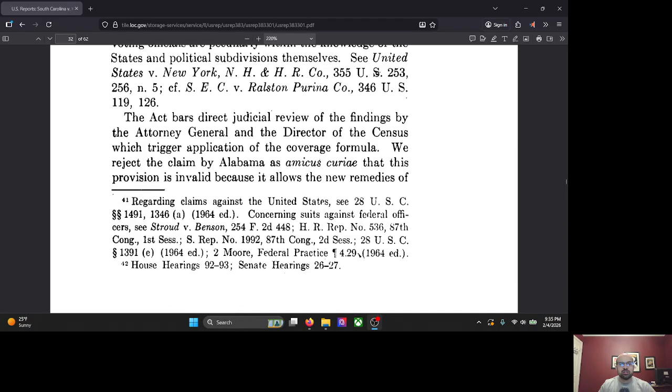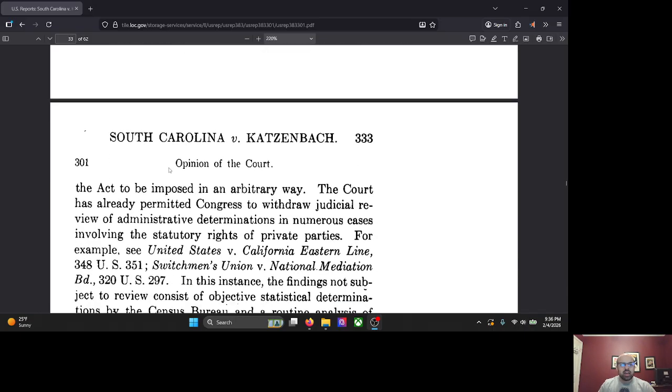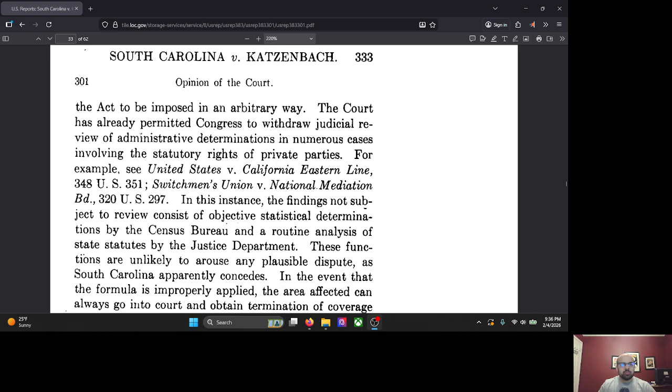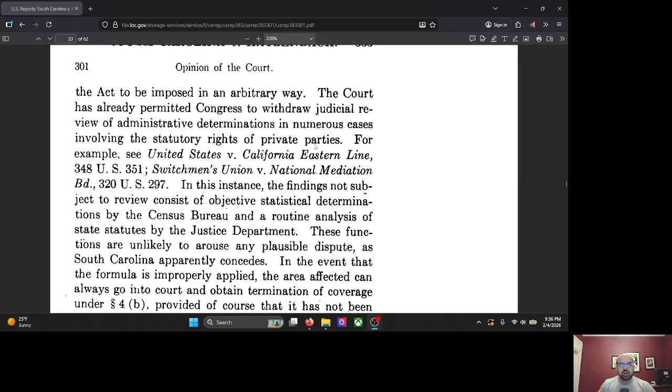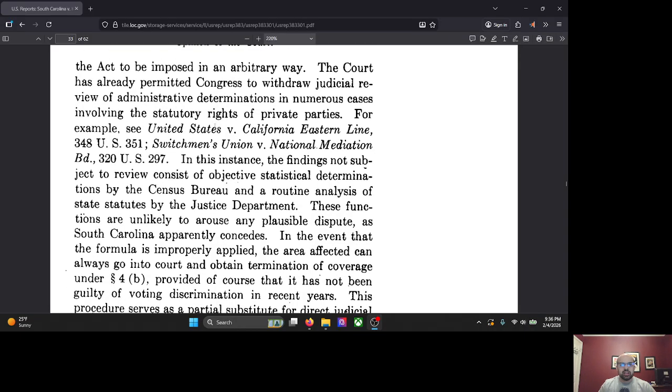The Act bars direct judicial review of the findings by the Attorney General and the Director of the Census which trigger application of the coverage formula. We reject the claim by Alabama as amicus curiae that this provision is invalid because it allows the new remedies of the Act to be imposed in an arbitrary way. The Court has already permitted Congress to withdraw judicial review in administrative determinations in numerous cases involving the statutory rights of private parties. For example, see United States v.